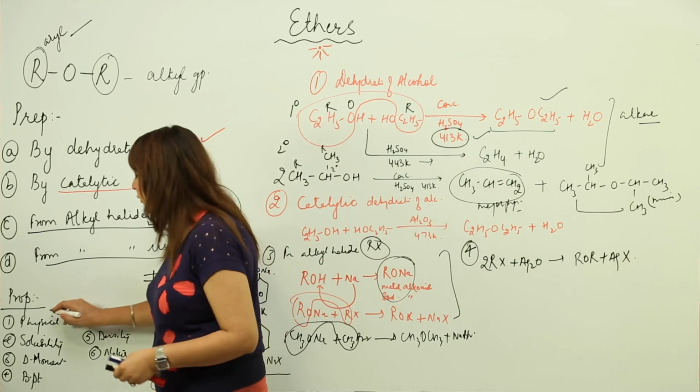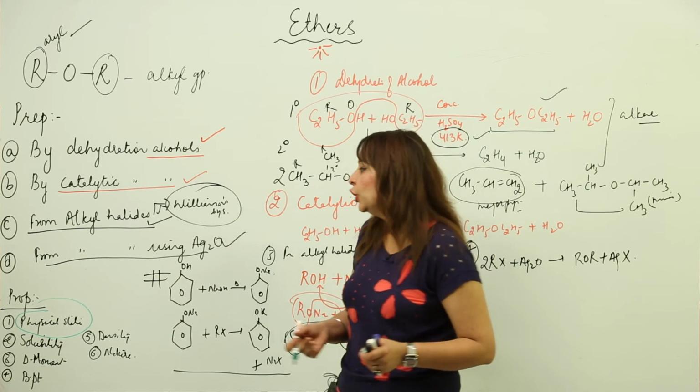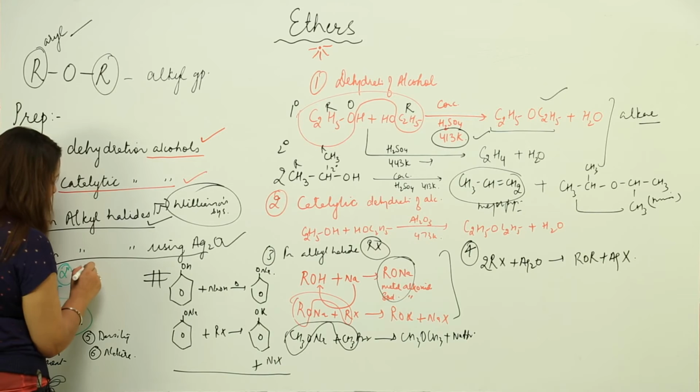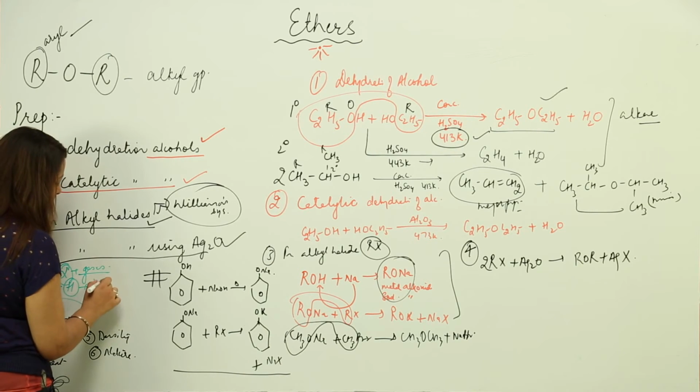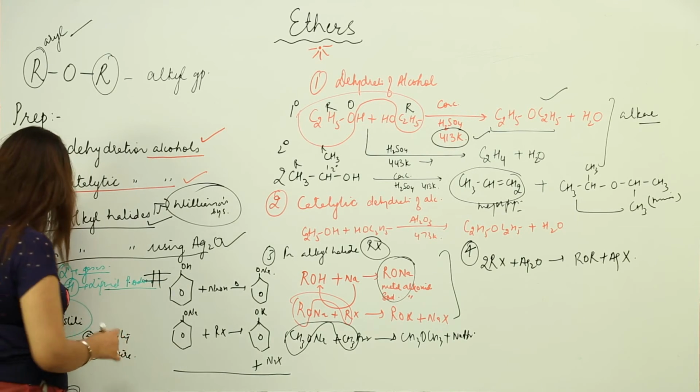Now if we talk about the physical state first, that is how ether actually exists. You will know that the lower members are generally gases, and higher members are liquids with pleasant odor. They have a pleasant odor. This is how they exist.